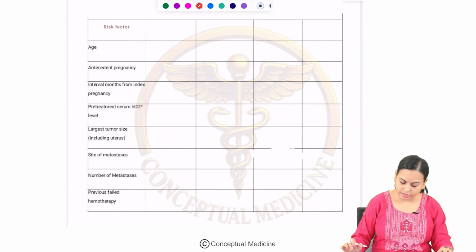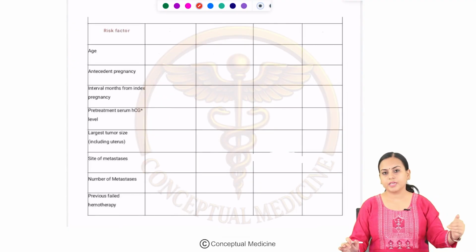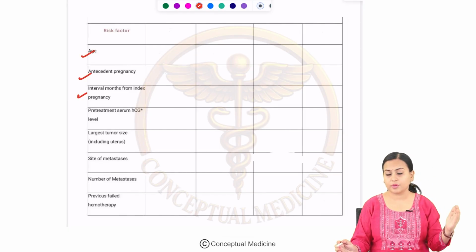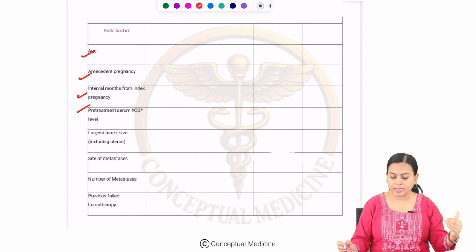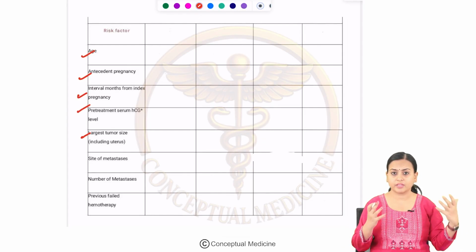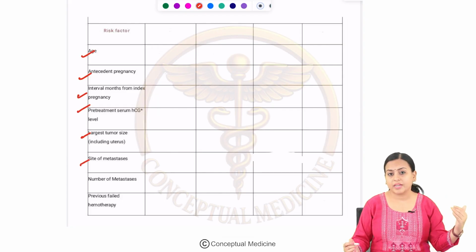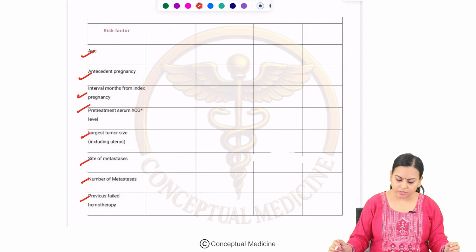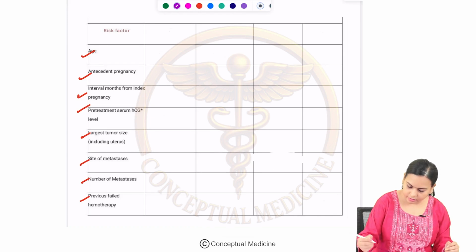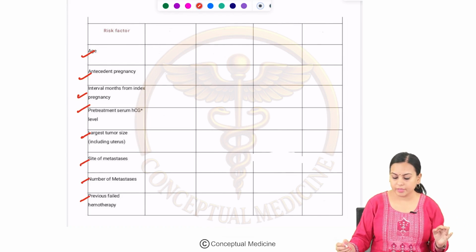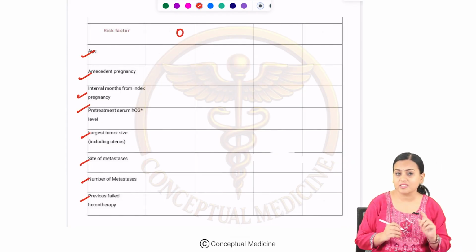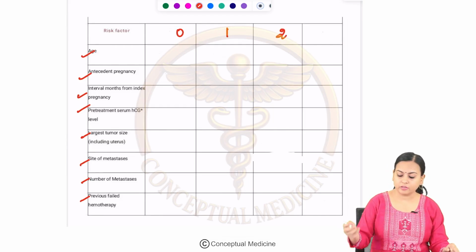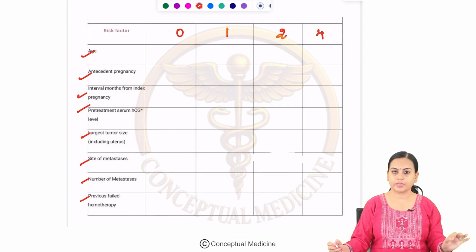Now we also have another staging that is given for gestational trophoblastic neoplasia, which includes all the risk factors, like age, antecedent pregnancy, interval months from the index pregnancy, pre-treatment serum β-hCG levels, the size of the tumor, whether it is a large tumor or not, the metastatic site, the number of metastases, and any previous failed chemotherapy. Here I want to tell you one thing. The scoring starts right from 0, then it takes 1, 2, and remember 3 is not there, you will directly give 4. That is very important.